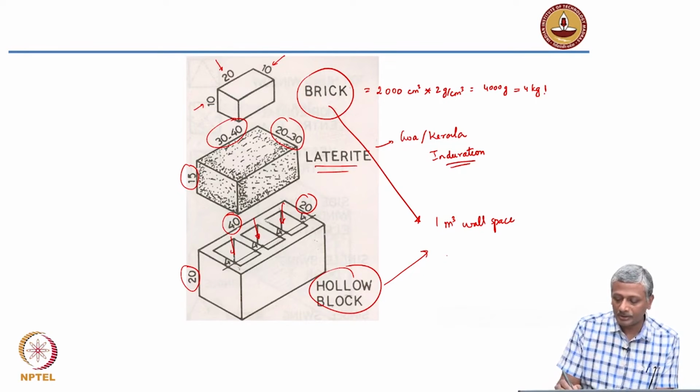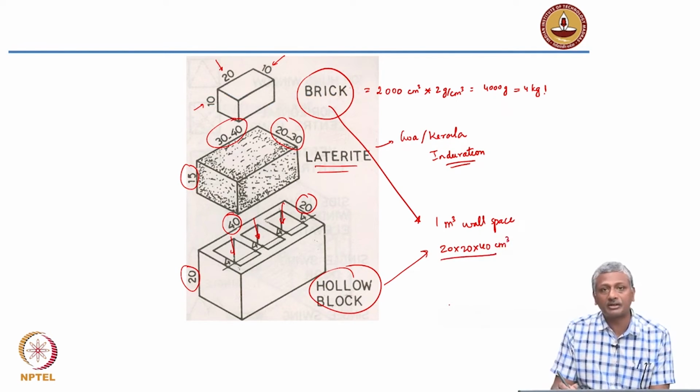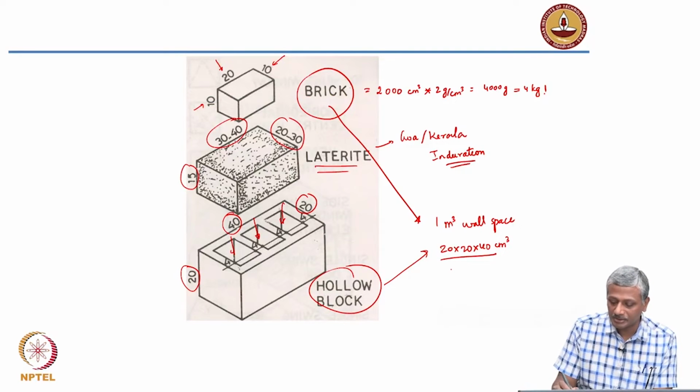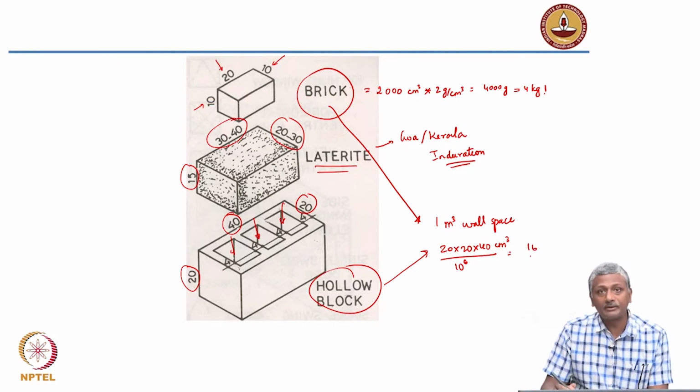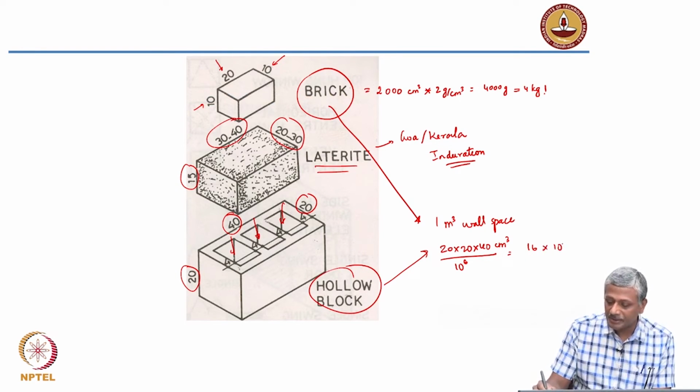So, in a hollow block, the volume occupied is 20 by 40 cubic centimeter. Let's divide that by the conversion factor for cubic centimeter to cubic meter, that is 10 to the power 6. Now, this becomes 2 2s are 4, 4 4s are 16, right? 2 into 2 is 4, 4 into 4 is 16 into 10 power minus 3, that is 0.016 cubic meter.